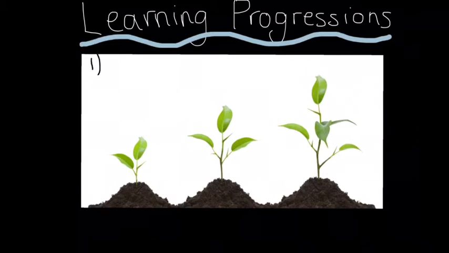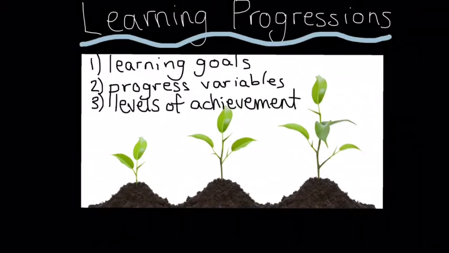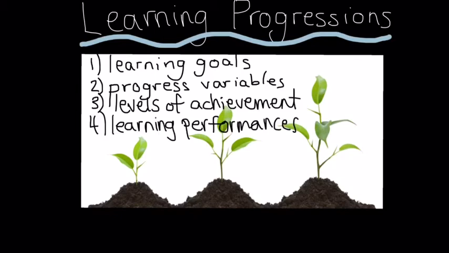First, learning goals, which are the end points in order to get to the next level of education. Second, progress variables, which are the understandings, applications, and practices that are occurring and tracked over time. Third, levels of achievement, which are the steps of student thinking. Fourth, learning performances. These are the tasks that students can perform at a specific level. And finally, assessments. These are your specific measures along the hypothesized progression.